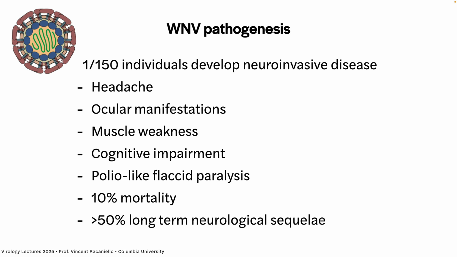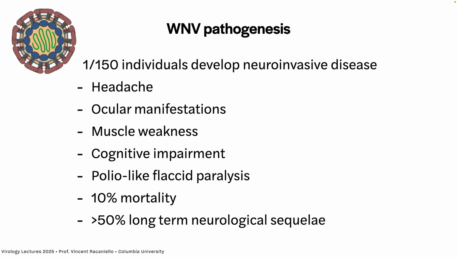The virus gets into your central nervous system like polio and destroys neurons. You have headache, eye problems, muscle weakness, cognitive impairment, polio-like paralysis, 10% mortality, and over 50% of these people develop long-term neurological sequelae. This is no laughing matter, West Nile virus, okay?